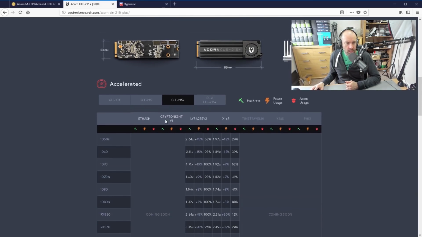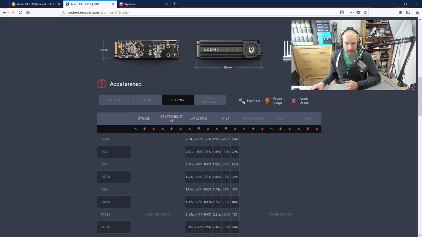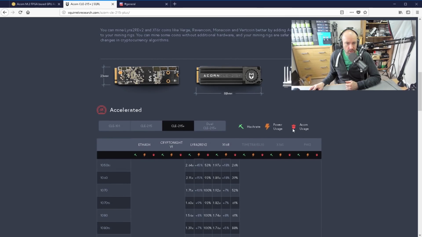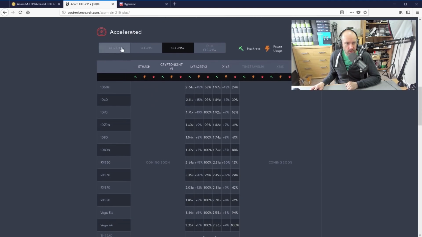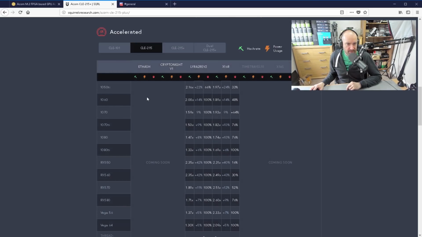So it's got a list of the different products here, and you can see it's got a hash rate, power usage, and Acorn usage. It's got dual here as well, so it's giving you stats for using them in a dual setup if you put both of them into your motherboard. There doesn't seem to be percentages for that one, but if you look at this one, the CLE215, this one is $300. And if you go down, you can see the different NVIDIA and AMD cards down the left hand side, and then you've got hash rate, power usage, Acorn.